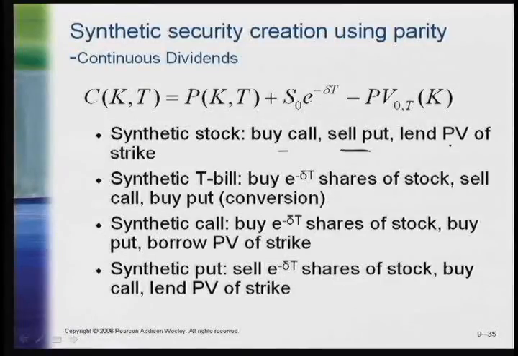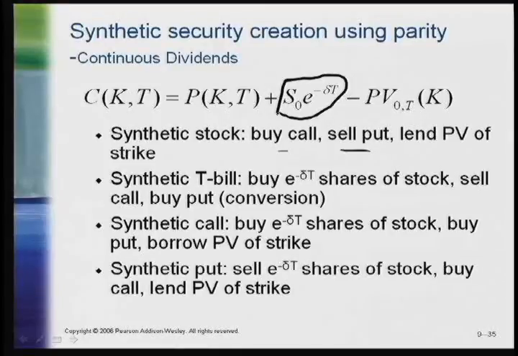When we have continuous dividends, the approach is the same. The equation changes to reflect the continuous dividends, but the synthetic creation of securities works the same. So, for example, if we wanted to create a synthetic stock, what we're actually going to create is a synthetic value of S0 e to the minus delta T. We're going to buy a call, short a put, and invest in a T-bill that matures at K. The cost of that portfolio will be exactly the same as the cost of e to the minus delta T shares.